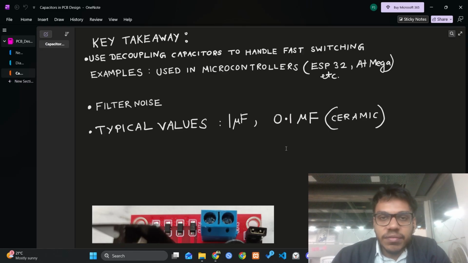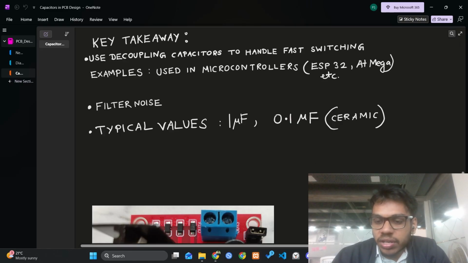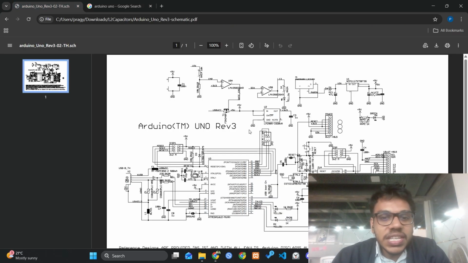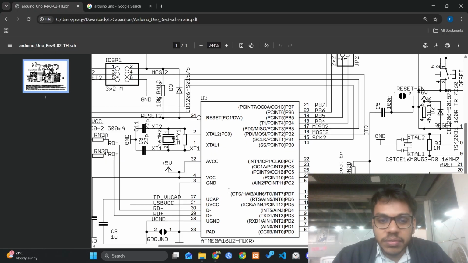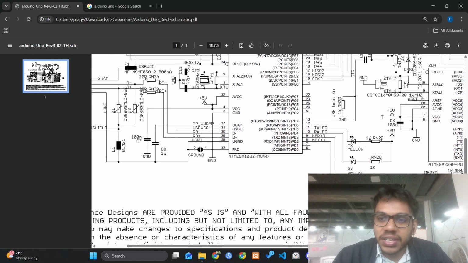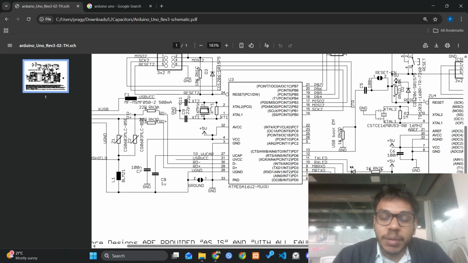Now let's see a very practical use of these decoupling capacitors in a very commonly available development board, Arduino Uno. I hope you are well familiar with this Arduino Uno. So this is the actual circuit diagram of this Arduino Uno. We don't have to go very deep into it. I'll just focus on one thing. Ignore all these other circuits. We'll just focus on the decoupling capacitor part.